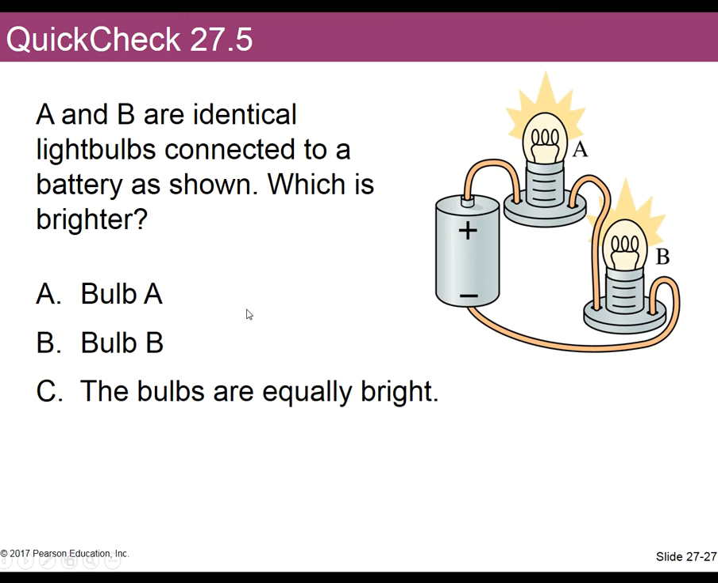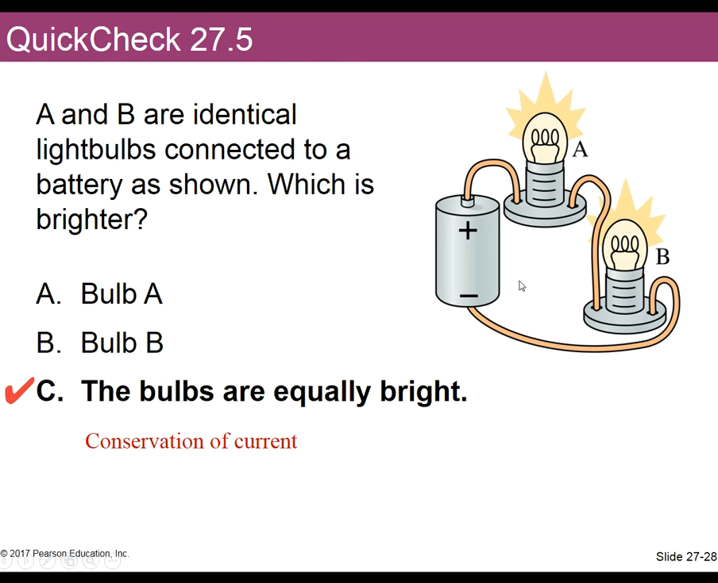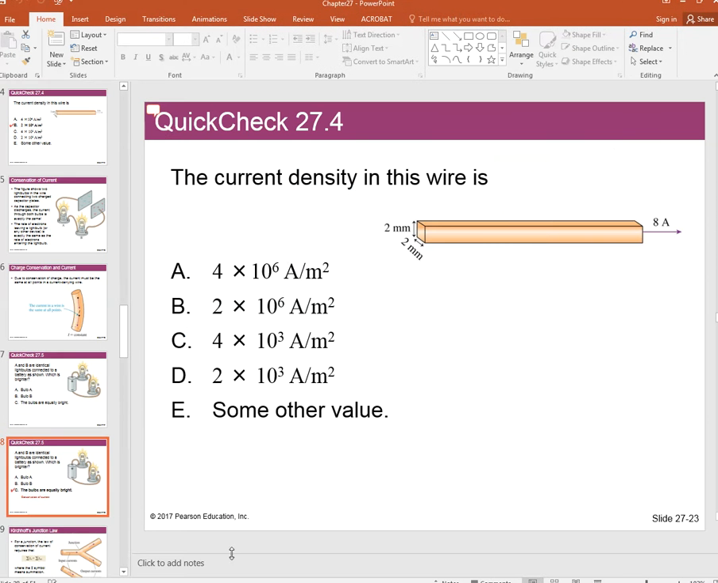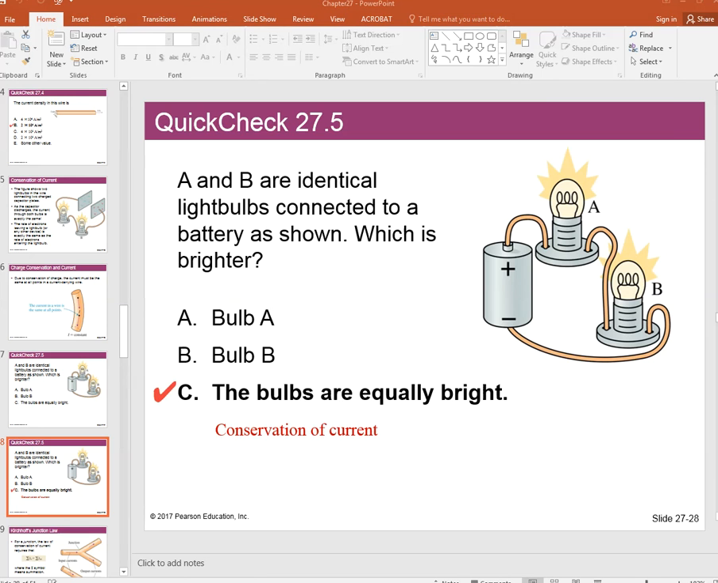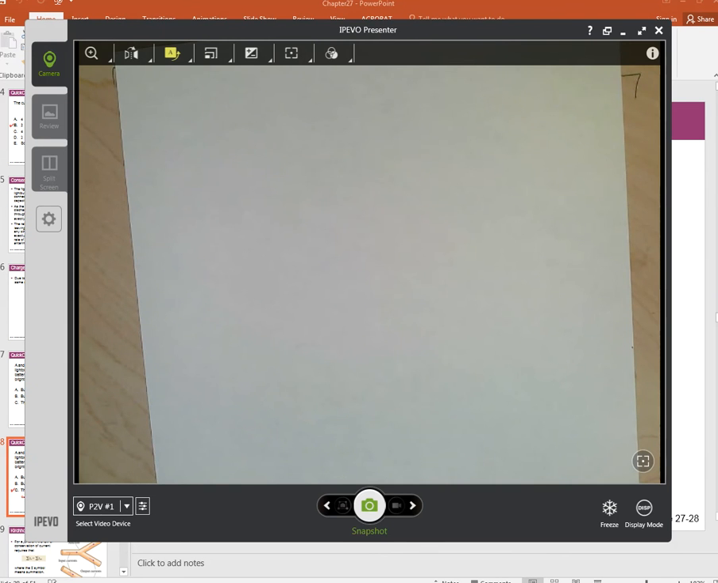But it turns out that if these light bulbs truly are identical, then the bulbs are equally bright. The reason is that the same amount of current is going through both light bulbs, and if it's the same current, we expect them to have the same brightness. We'll have a formula for brightness soon, but you can imagine that if they have the same current and the same resistance, they should have the same brightness. Okay, I'm going to pause here and then open with one more example problem.